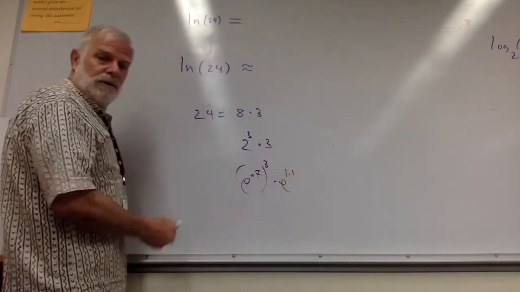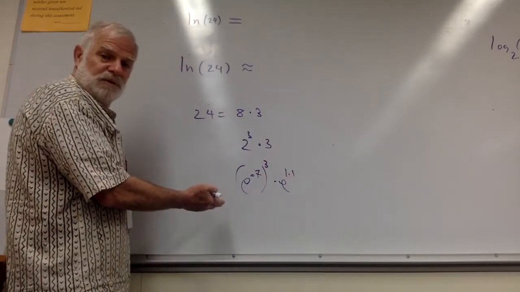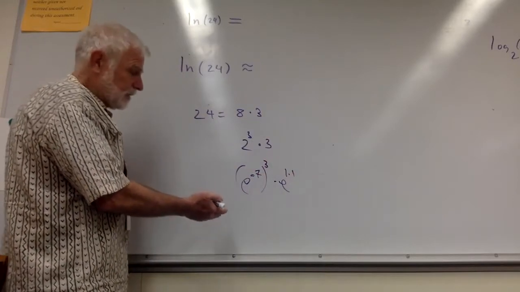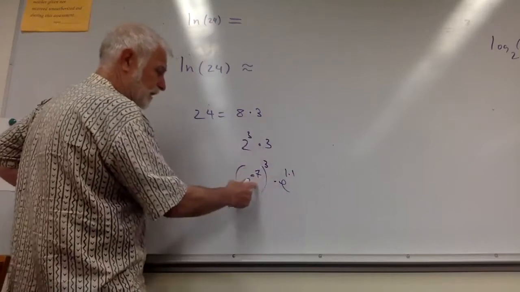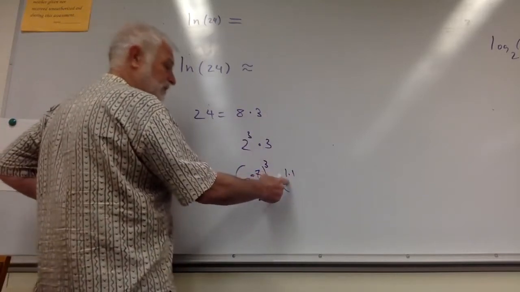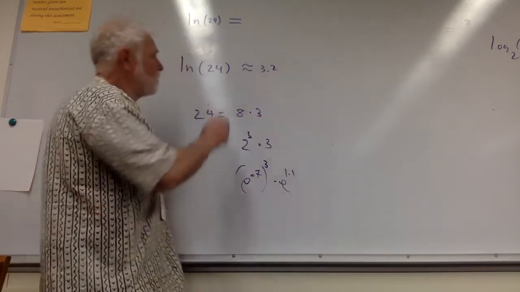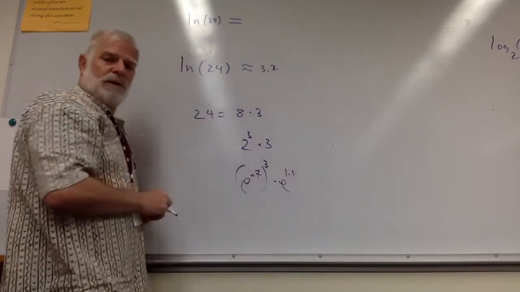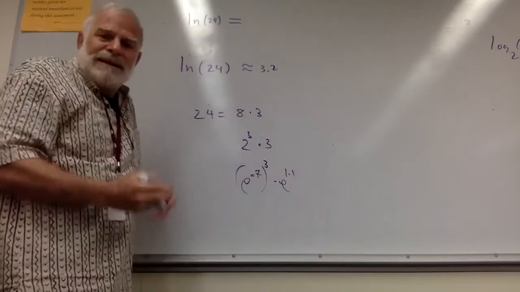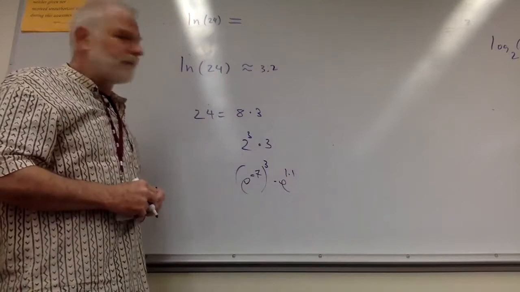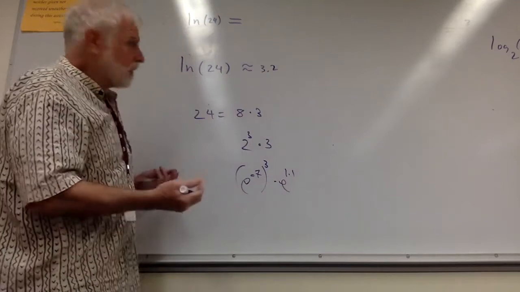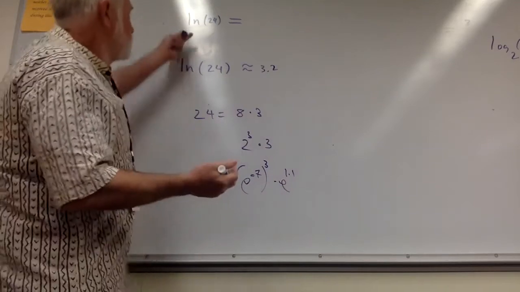We're quickly looking at rules of exponents, which means we're also looking at rules of logs. So this was 3 times 0.7, which is 2.1, plus 1.1, approximately 3.2. If you did e to the 3.2, you'd be a little bit bigger than 24, but at least you have a feel for the number. All right, so we can look at the rules of logs now. What is ln of 24?